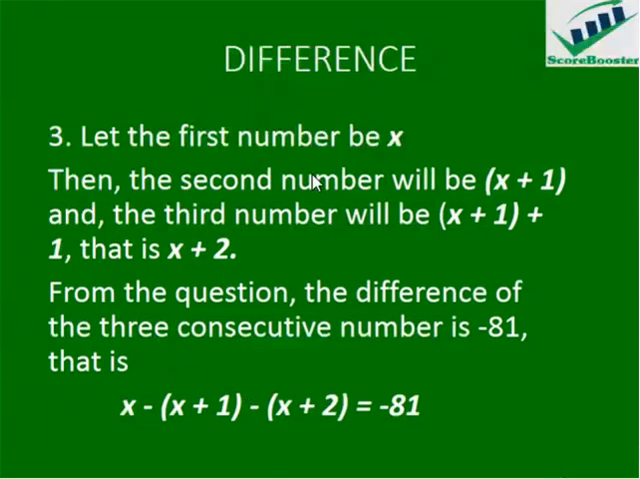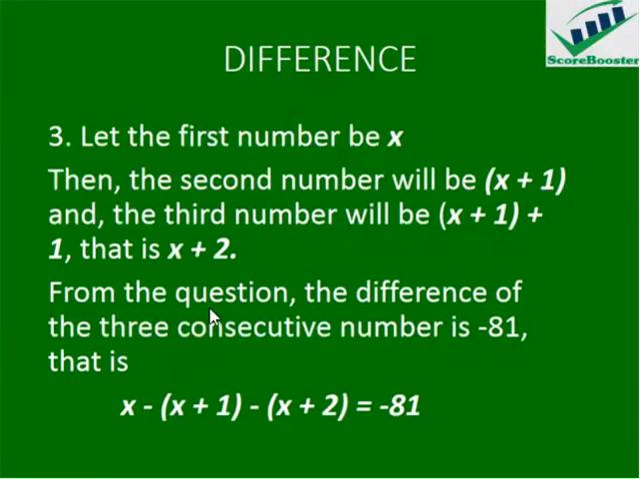So let the first number be x. If the first number is x, you should know that the difference between consecutive numbers is 1. So for you to get the second consecutive number, you add 1 to the first, and to get the third consecutive number, you add 1 to the second. And that is what we have here. x plus 1 is the second consecutive number, and x plus 2 is the third consecutive number.